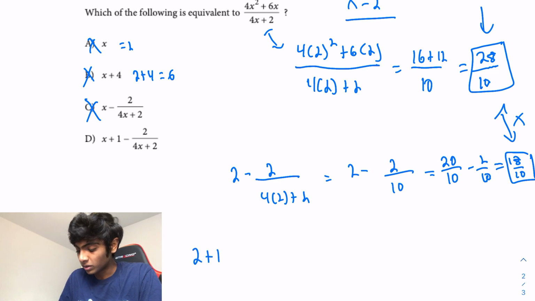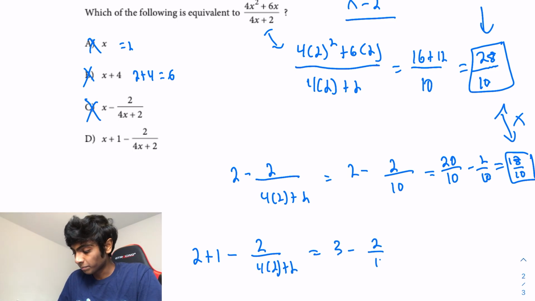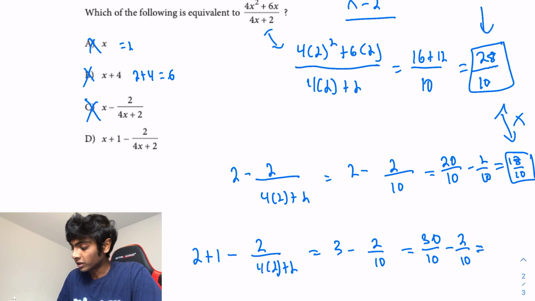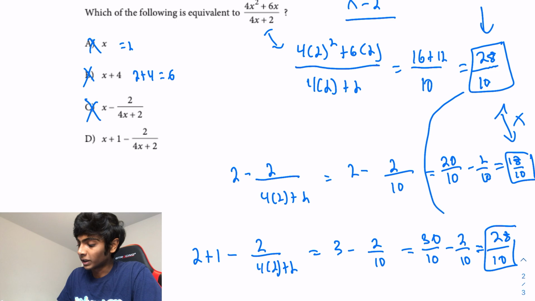So we get 2 plus 1 minus 2 over 4 times 2 plus 2, which is just going to be the same as 3 minus 2 over 10. Get a common denominator, so we get 30 over 10 minus 2 over 10. And this gives us 28 over 10, which does match our previous answer. So D will be our answer.